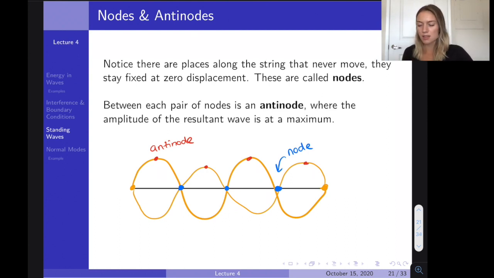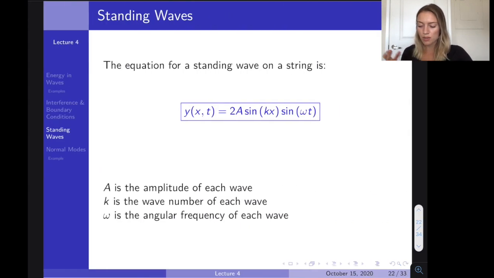All right, and we can obviously make an equation to describe a standing wave as well. So the equation for a standing wave is given by this. It's twice the amplitude of each individual wave, and then we have sine kx, where k is the wave number of each wave, and then sine of omega t. So we have two sine functions in here. And remember, the waves have the same lambda, which means they have the same k. And each wave also has the same amplitude.